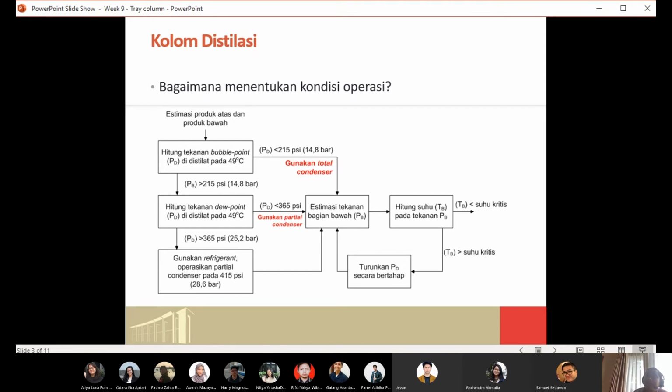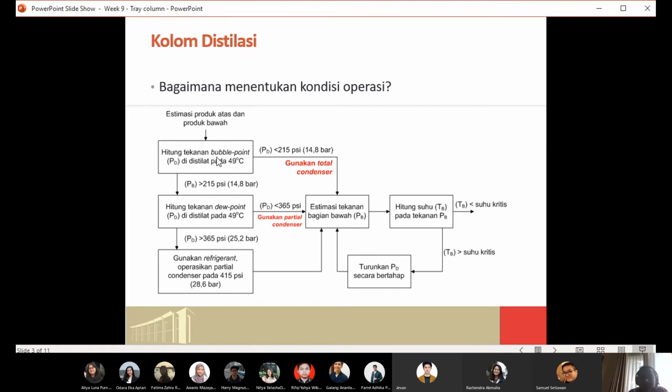Yeah, because they are available at a cheaper price. So that is the reason why, in the first top box, you will see a bubble point at 49 degrees C. 49 degrees C means that this is the condensation temperature when you are using an air cooler or cooling water as the cooling agent.